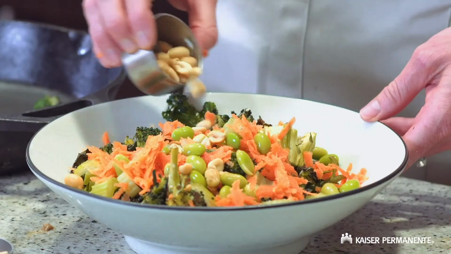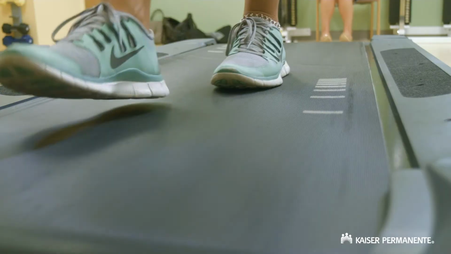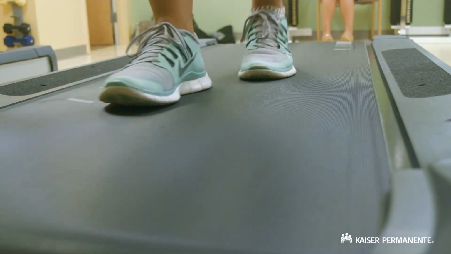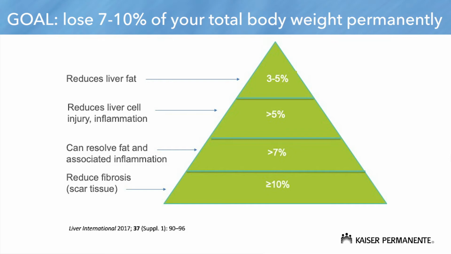The main treatment for non-alcoholic fatty liver disease is healthy lifestyle change, which means changing the way you eat and move. Sustained weight loss is the main goal of treatment, as this directly addresses the main problem and is also the most effective therapy. The goal is not to lose all of your excess body fat, but to lose 7 to 10% of your total body weight permanently. Studies have shown that this can help with reducing liver fat, inflammation, and even scarring.